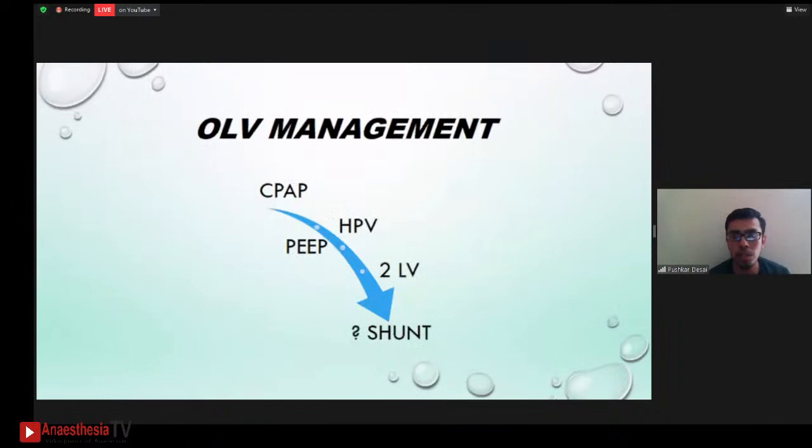Coming to the management during one lung ventilation, if the patient is unable to maintain saturation, there is a protocol by which we tackle the problem stepwise. First, we can give CPAP to the non-ventilated lung, which can be given using a modified method: attach a syringe to the bronchial lumen of the DLT connector, and insufflate oxygen at around 6 liters per minute. It can act as a wonderful CPAP method for the non-ventilated lung.